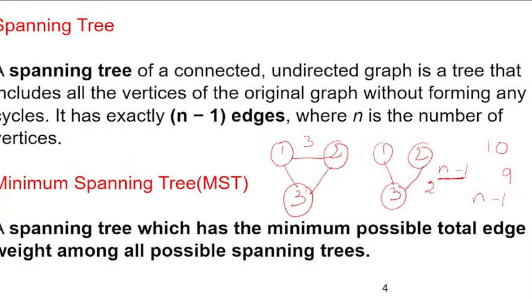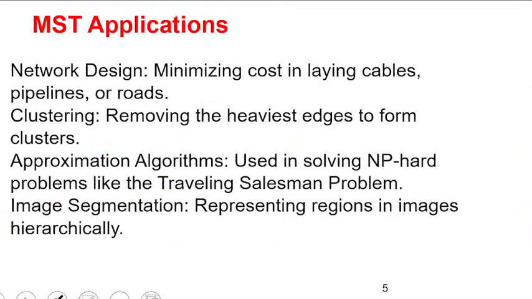Now minimum spanning tree. What is minimum spanning tree? A spanning tree which has the minimum possible total edge weight among all possible spanning trees. So a graph can have many spanning trees, out of which we have to choose the minimum spanning tree. So the total cost of the tree must be minimum among all the other trees. So what are the applications of this minimum spanning tree? Why do we study this minimum spanning tree? So this is used in network design, clustering, approximation algorithms, then image segmentation.